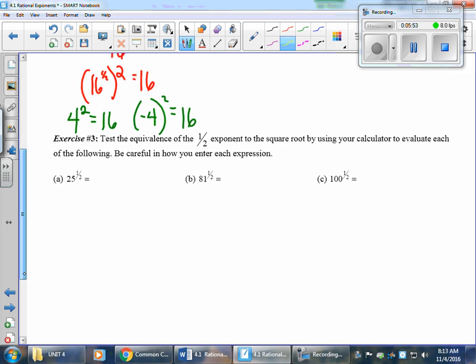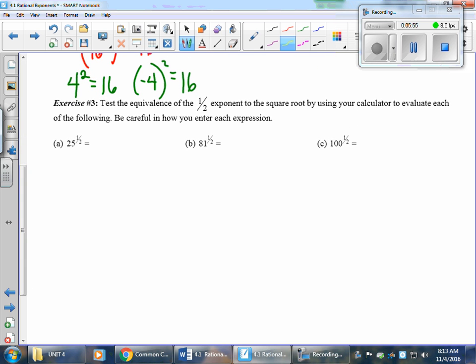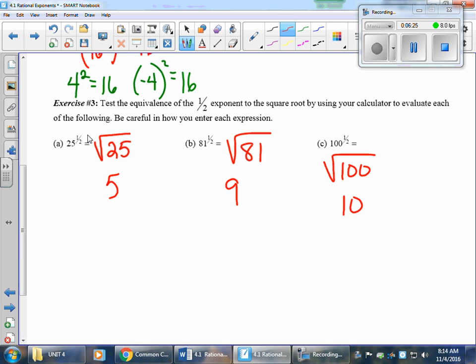So exercise 3. Test the equivalence of the 1/2 exponent to the square root by using your calculator to evaluate each of the following. You probably don't have a calculator that might do this, but I promise you, if you put these into your calculator, this is the same thing as the square root of 25, which of course is 5. This is the same thing as the square root of 81, which is 9. This is the square root of 100, which is 10.